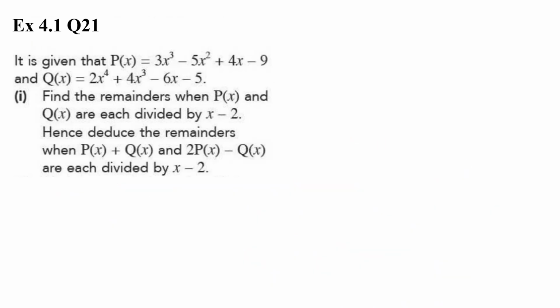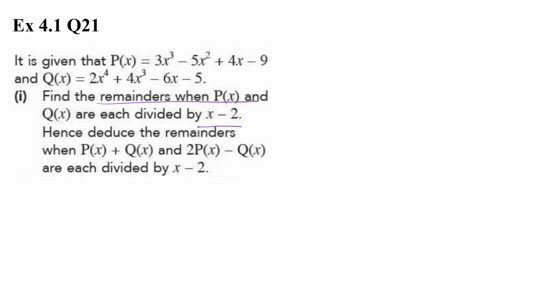Right, let's come to the last question. Hallelujah. All right, so you're given two polynomials, p of x and q of x. Find the remainders when p of x and q of x are each divided by x minus 2. Hence, deduce the remainder when... Okay, never mind. Let's tackle one at a time. So you are asked to find the remainder when p of x is divided by x minus 2. Okay, so let's do it.